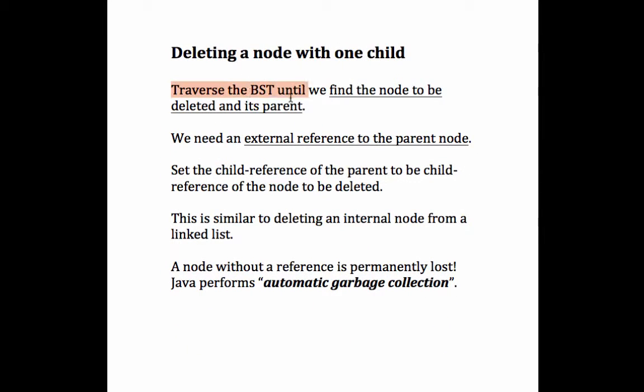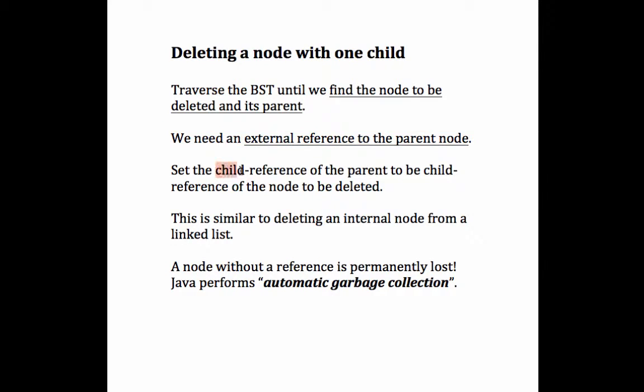We need to traverse, and again, this is done probably recursively. We need to traverse the tree until we find the node that we want to delete and its parent. And of course, we're going to have an external reference to the parent. So once we find the node to be deleted, we also know where its parent is.